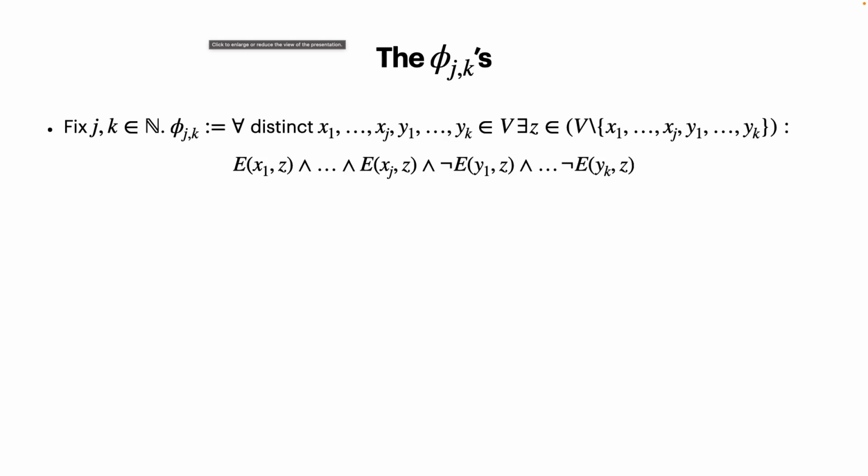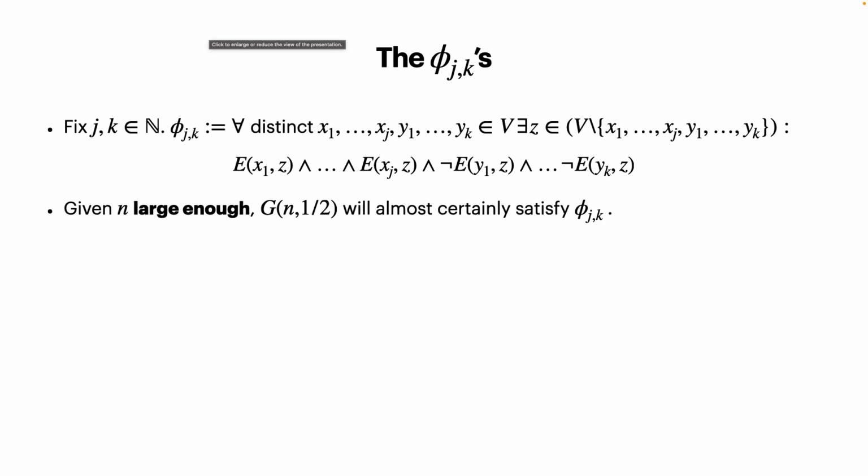Another observation is that for two fixed natural numbers j and k, and for distinct vertices x1 to xj and y1 to yk, we want to find another distinct vertex c that has an edge with each of the x vertices and none of the y vertices.